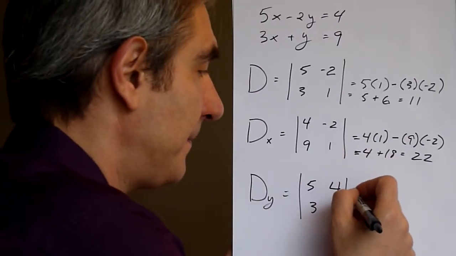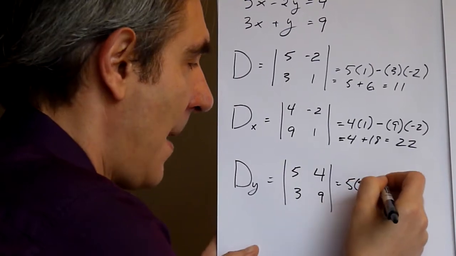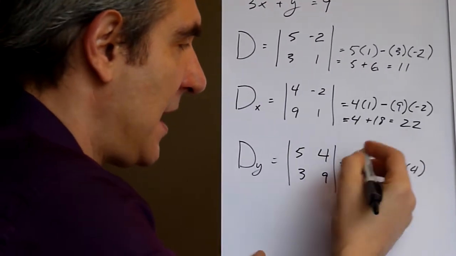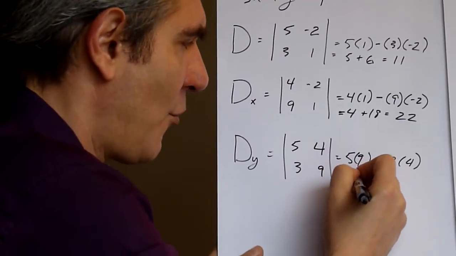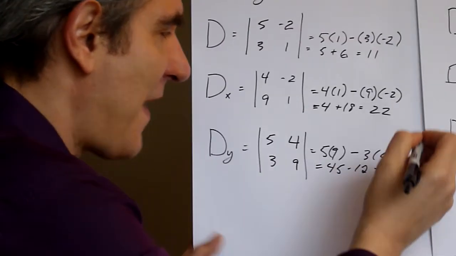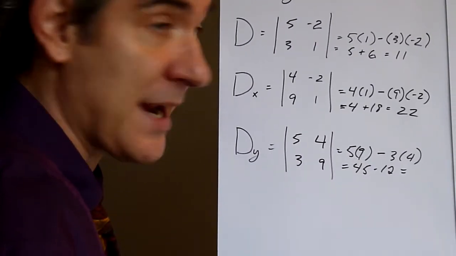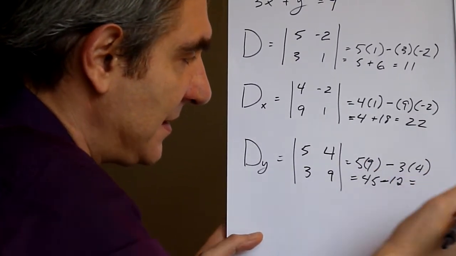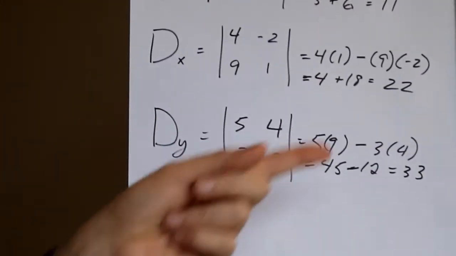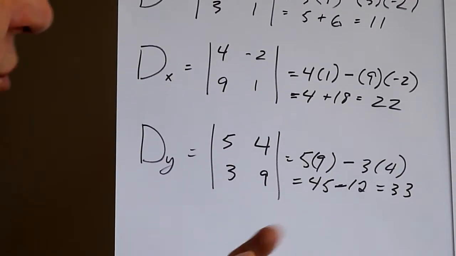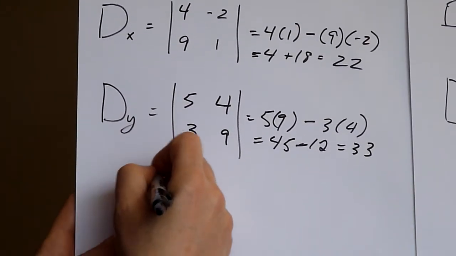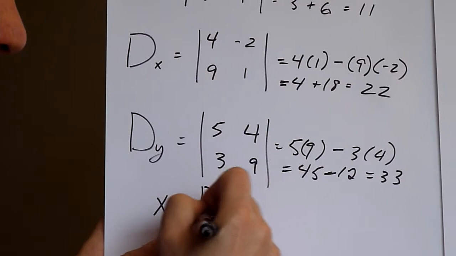So 5 times 9 minus 3 times 4. That gives us 45 minus 12, is that correct? 45 minus 12 is 33. Make sure that everybody sees that's a negative 33. So, from what we've seen so far, we get D of 11, D sub x of 22, and D sub y of 33.